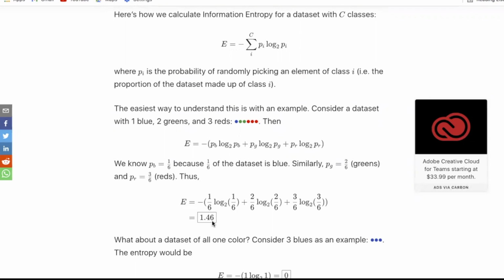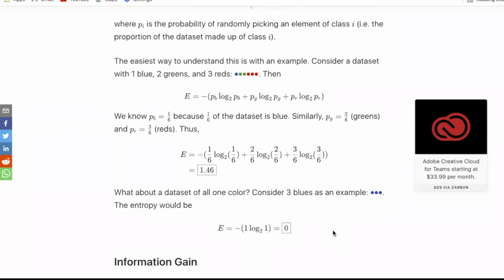So how we found that is, we just expanded this formula, the summation of pi log2 pi for i equal to 1 to C, where C is the number of classes. So the probability of picking a blue ball, that is PB log2 PB plus PG log2 PG plus PR log2 PR. The probability of a blue ball is 1 by 6, which is what we replaced PB with. The probability of a green ball is 2 by 6, that is PG is 2 by 6, and the probability of a red ball is 3 by 6. And hence we have arrived at a number of 1.46.